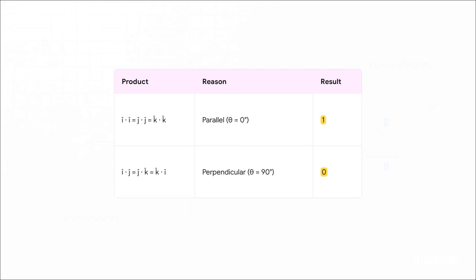So why does that awesome shortcut work? It all comes back to the properties of the unit vectors, i hat, j hat, and k hat. Any unit vector dotted with itself is 1, right? Because they're parallel. But any unit vector dotted with a different one is 0 because they're perpendicular. So when you expand the whole multiplication, all those mixed terms just vanish, leaving you with that clean, simple formula.